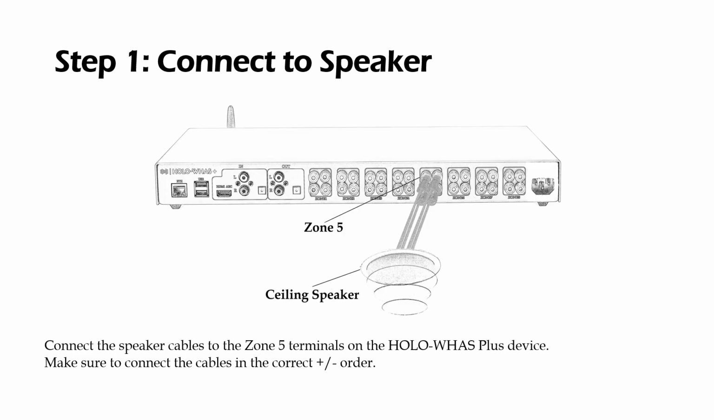Follow these 7 simple steps, and you'll be treated to some truly amazing music by the multi-room streaming amplifier. Step 1. Connect the speaker. Connect the speaker cables to the Zone 5 terminals on the HOLO-WHAS Plus device. Make sure to connect the cables in the correct plus or minus order.